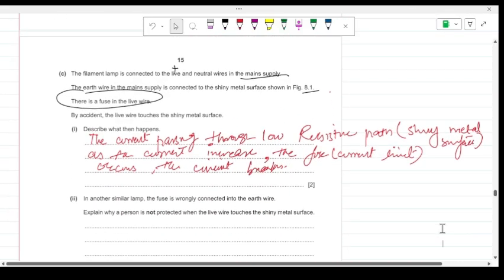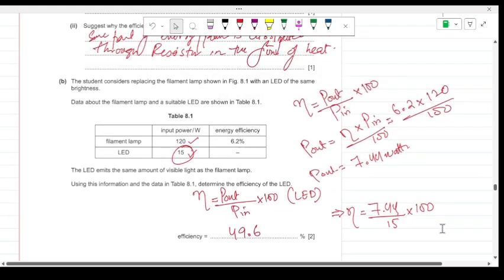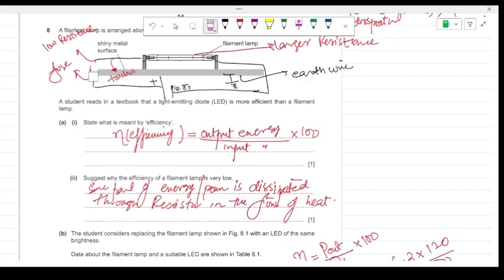And it behaves like an open circuit. Another similar time, the fuse is wrongly connected to the earth wire. Now we have the scenario where the fuse is wrongly placed and connected to the earth wire. We have to eliminate this fuse from here and apply it on the live wire, not the earth wire. Like this, fuse here, and this is the earth wire. Now our fuse is present.